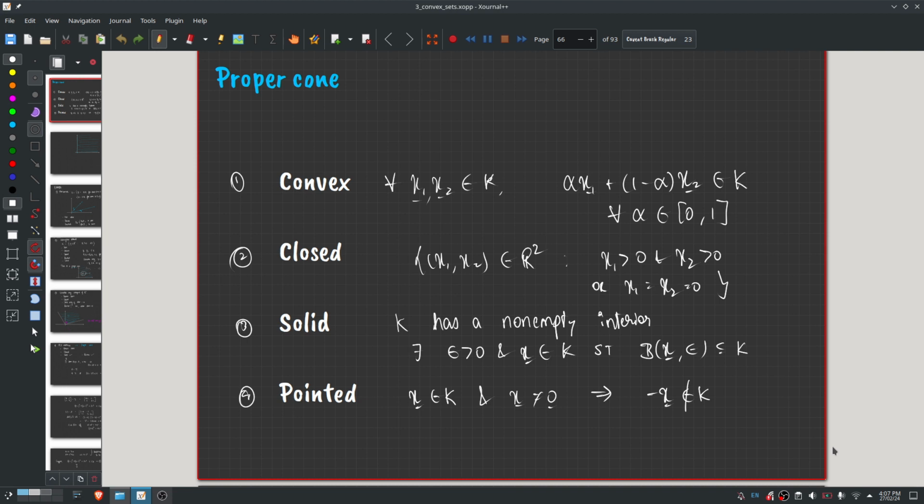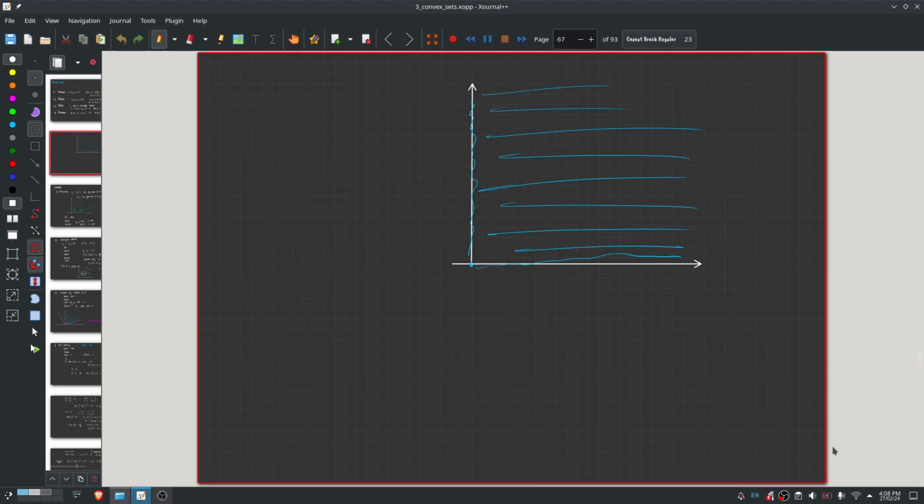In the previous class, I introduced the notion of a proper cone, and we were studying properties of proper cones and generalized inequalities that are derived from proper cones. So recall that a cone is said to be proper if it is convex, closed, solid, and pointed. We saw a number of examples of proper cones.